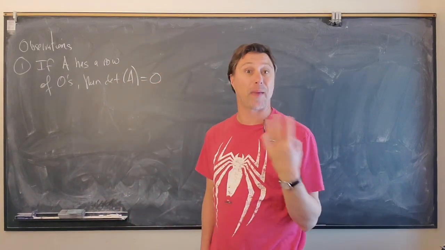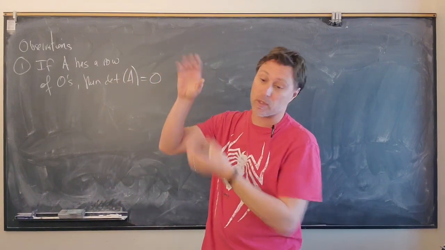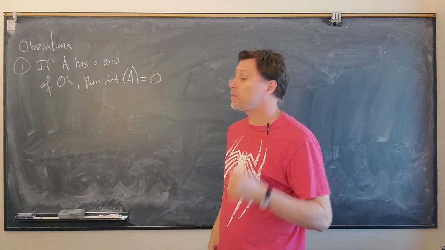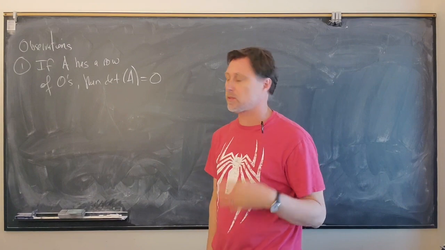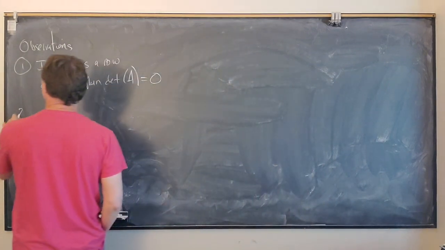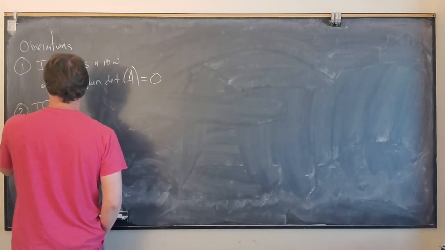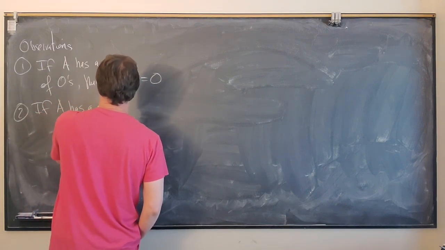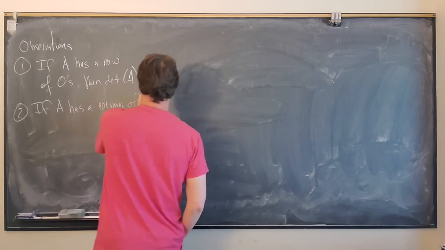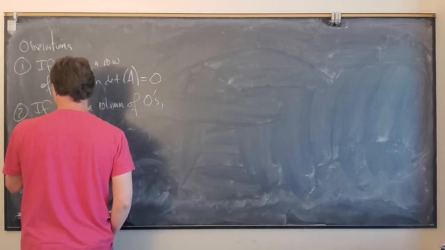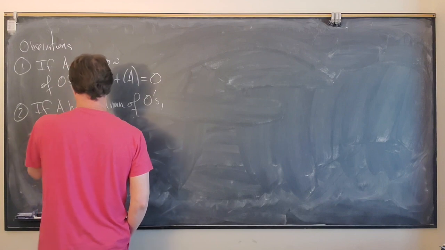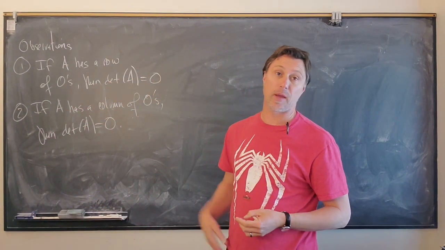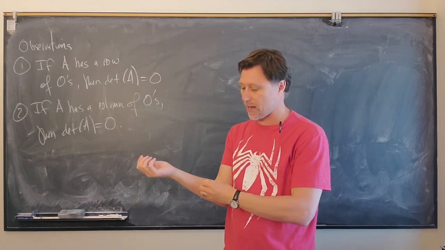How do you know that? We'll expand about that particular row, and you're going to have 0 times something plus 0 times something minus 0, or I guess plus minus plus minus. But it'll be zeros times other determinants. Same thing if A has a column of zeros, then the determinant of A is equal to 0. Same reason, just expand about that column and you'll have zeros times various things added together.